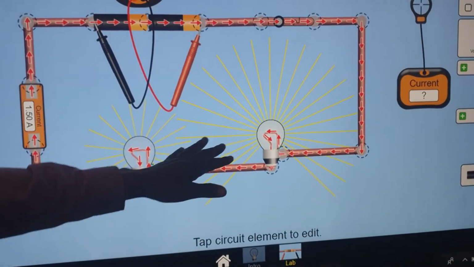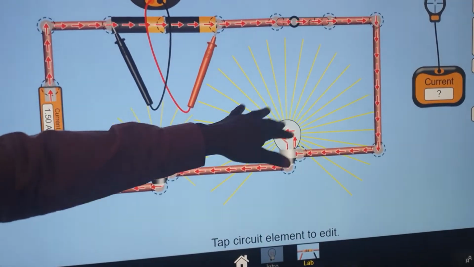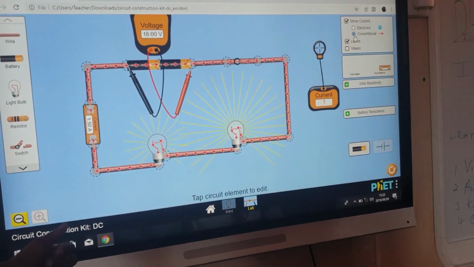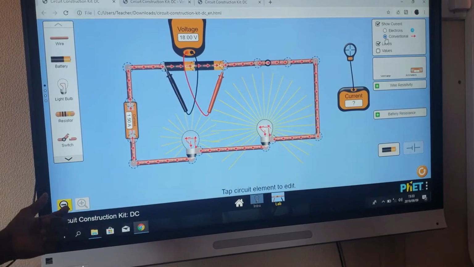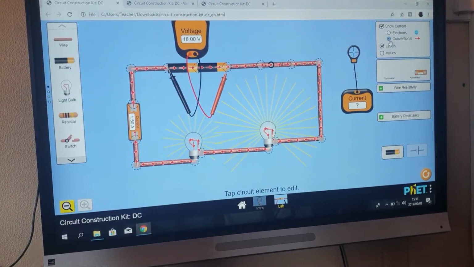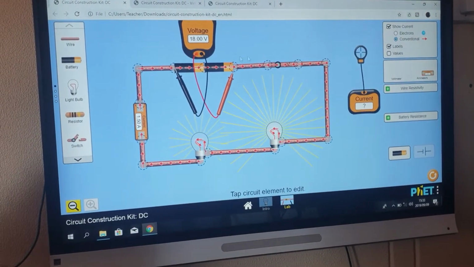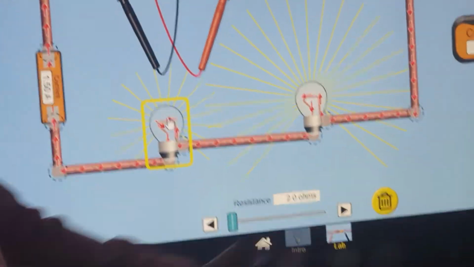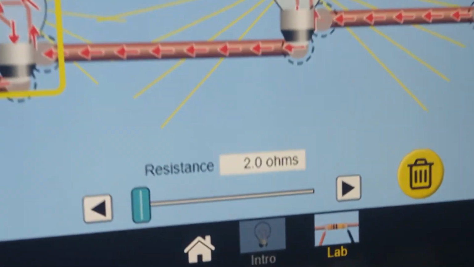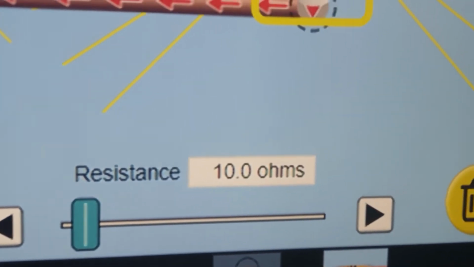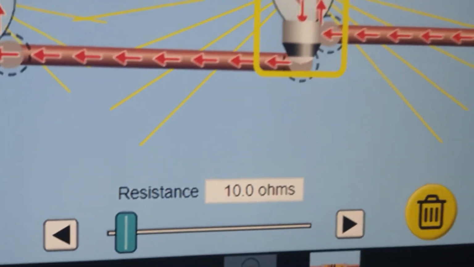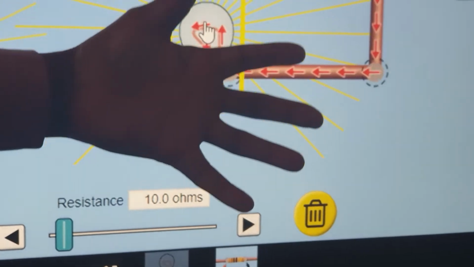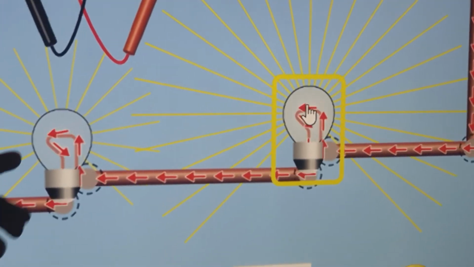Now, these bulbs are connected in series, but they have different brightness. Can you see that? Yes. Why do they have different brightness? It is because the 2 light bulbs have got different resistances. Now, the resistance of this bulb is 2 ohm. The resistance of the second bulb is 10 ohm. So you can clearly see that the light bulb that has got a greater resistance is the one that glows brighter, okay? Yes. But the one that has a smaller resistance glows dimmer.